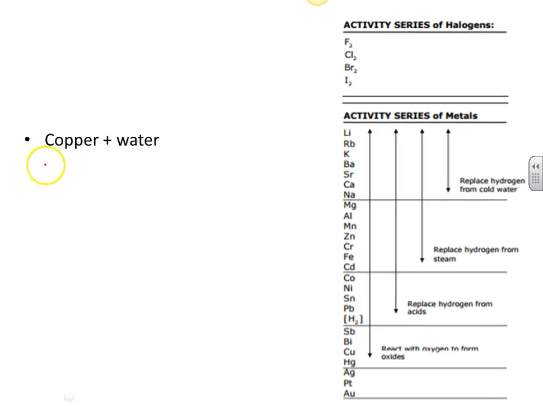Okay. Let's try copper plus water. So we've got liquid water in this case, or steam, it doesn't matter. And copper, we're going to have a solid. Okay. We look through our activity series, and we find that copper is in the group that includes this long arrow. This long arrow says it can react with oxygen to form oxides. The only ones that can react with water, cold water, would be the first group.